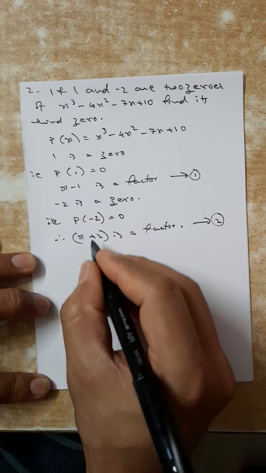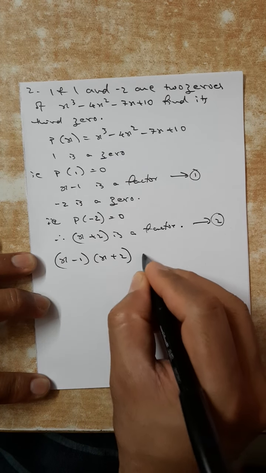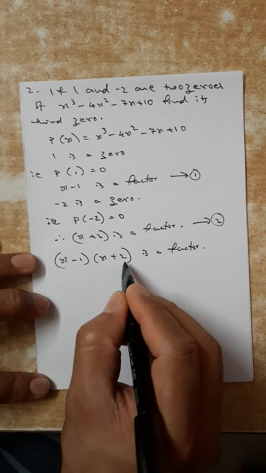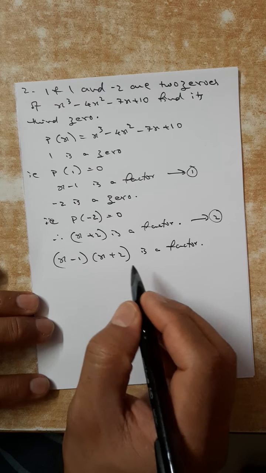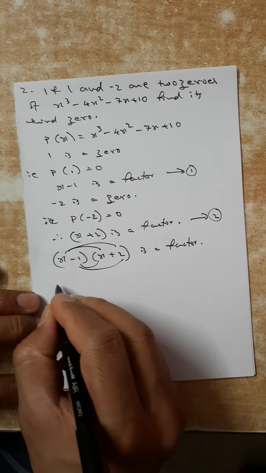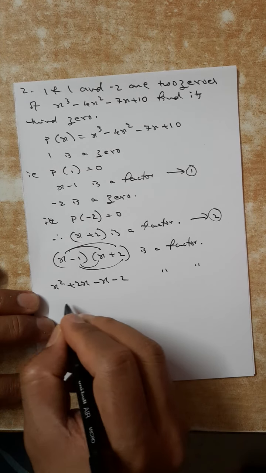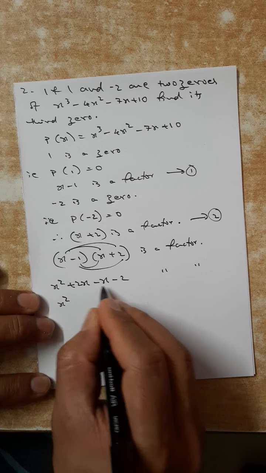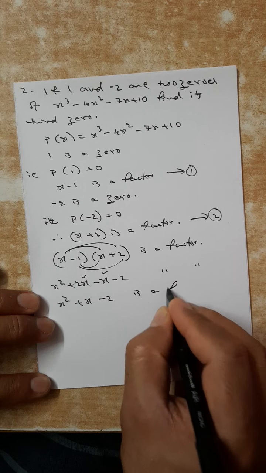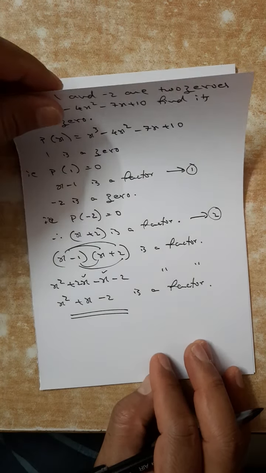x minus 1 is a factor, x plus 2 is a factor, that means the product x minus 1 into x plus 2 is a factor. No identity, ordinary multiplication we have to do. x into x square, x square plus 2x minus x minus 2 is a factor. 2x minus x, that is plus x. So x square plus x minus 2 is a factor. Same procedure. Now we will divide with this.